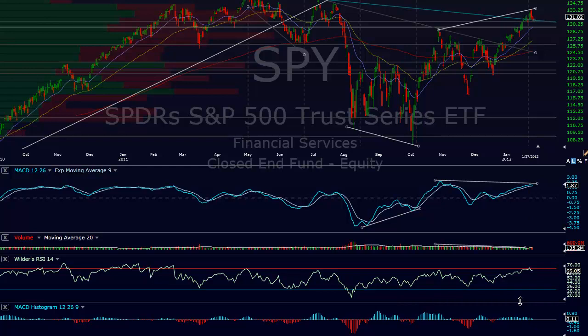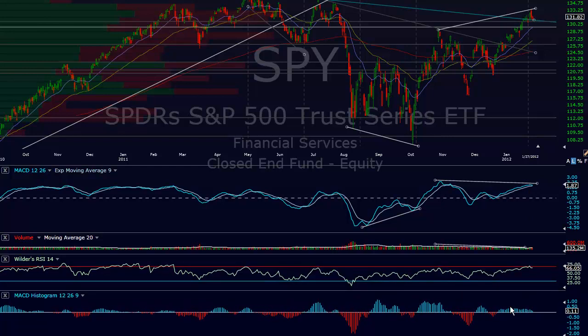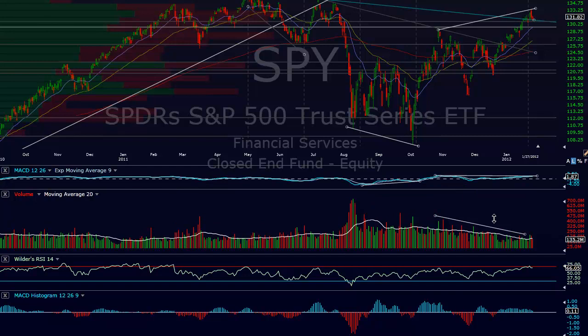And if you take a look at the histogram down here, this is the MACD histogram. As you can see, we're clearly heading that way, unless the market were to take a pretty sharp move up. Okay, let's take a look at volume, which I've already covered. Declining and lackluster volume on the breakout.